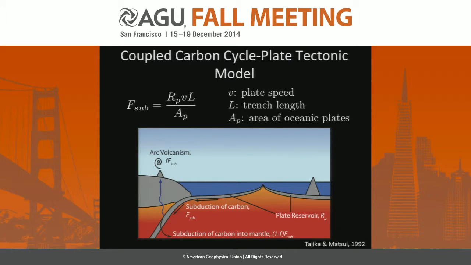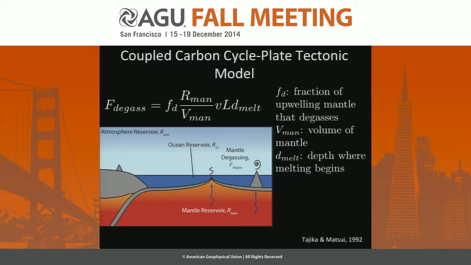All right, so I'm going to go through some of the key fluxes here briefly. First is the subduction flux. The subduction flux is dependent on the amount of carbon on the plate, naturally, and the plate speed. So of course, faster plates will cause a faster flux of carbon into the mantle and up through arcs back to the atmosphere.